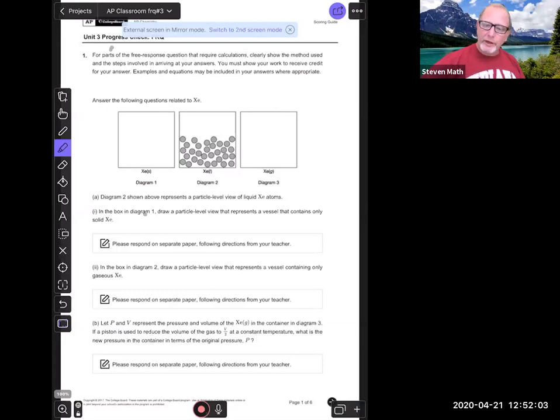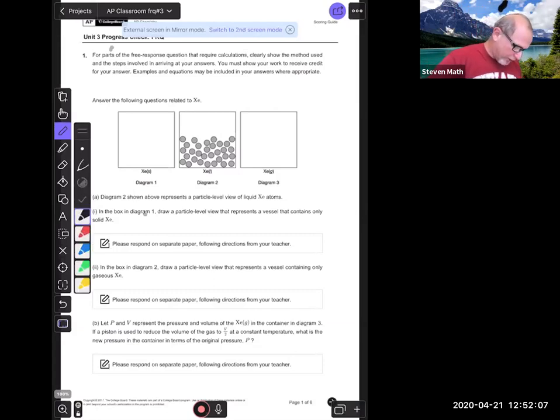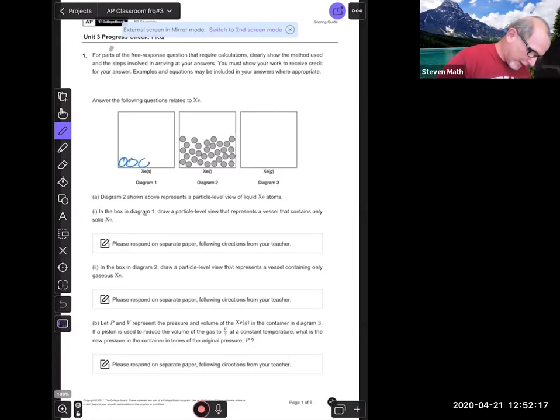Walk you through a few things. Y'all did very well on this for the most part. Let's just go through a few sticky parts, make sure we go through each and every one. So in the first one, it said in box 1, draw the particle level diagram that represents solids, and everybody drew nice, closely packed solid spheres and did a nice job.